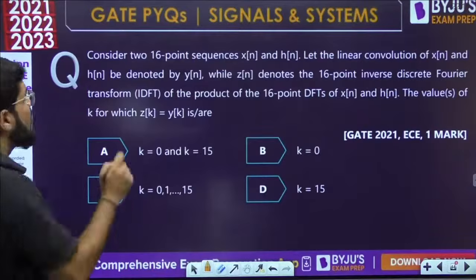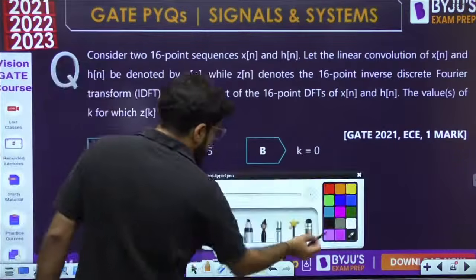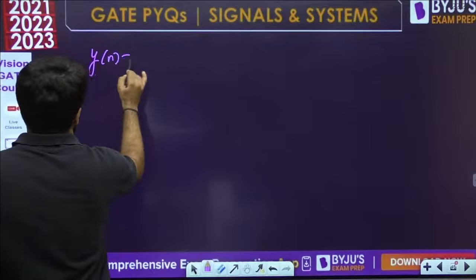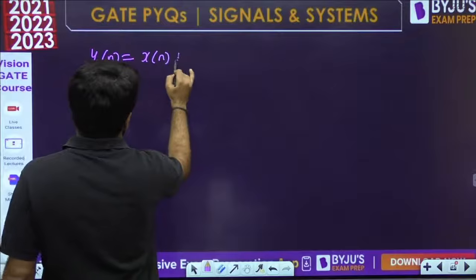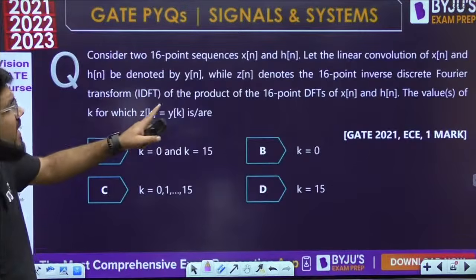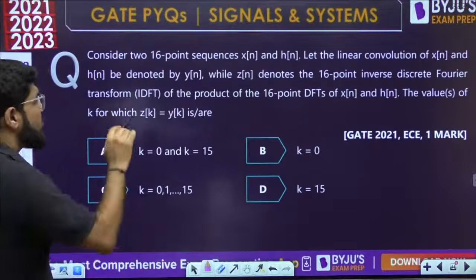So what is yk? Let the linear convolution of xn and hn be yn. So what is yn, dear? Yn is just the regular linear convolution, xn convolution with hn. But what is zn? It is the IDFT of the product of the DFTs of xn and hn.